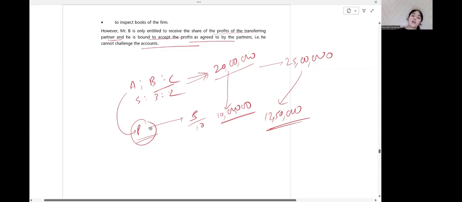Okay. Are all the questions of unit number 2 clear to you people? Okay. Let's move to unit number 3.